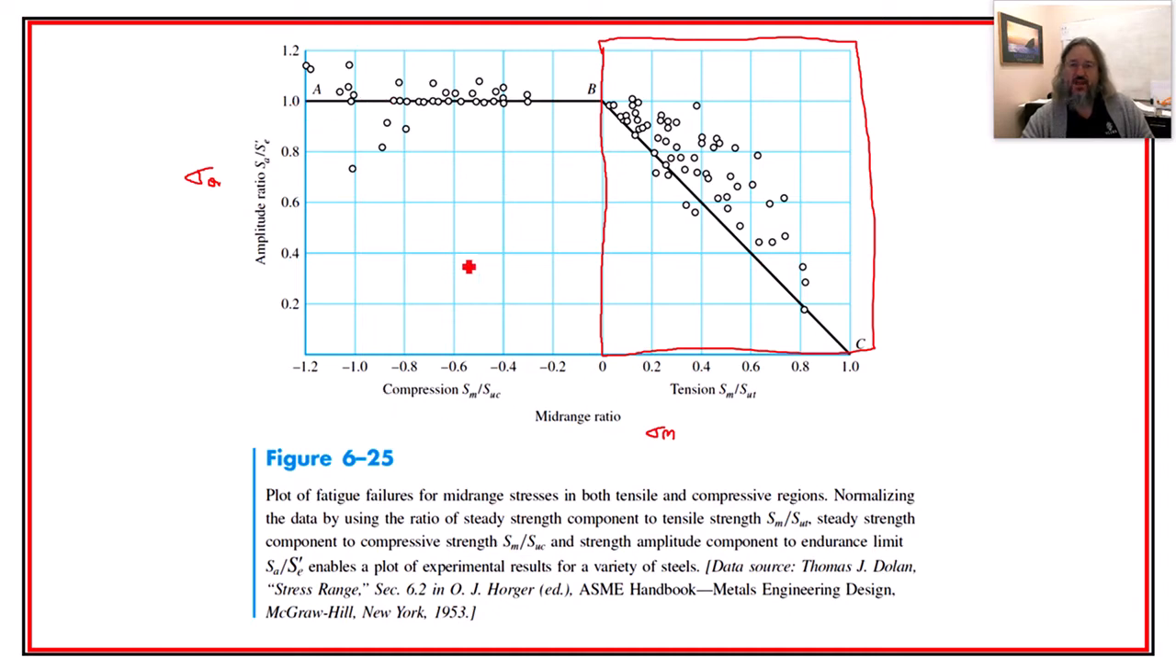The mid-range didn't matter. So if the mid-range is compression, it doesn't affect anything. That's because of the same idea that the crack doesn't open and close if it's in compression. So if the mid-range remained in compression, it was only the alternating that mattered. That's an interesting thing.